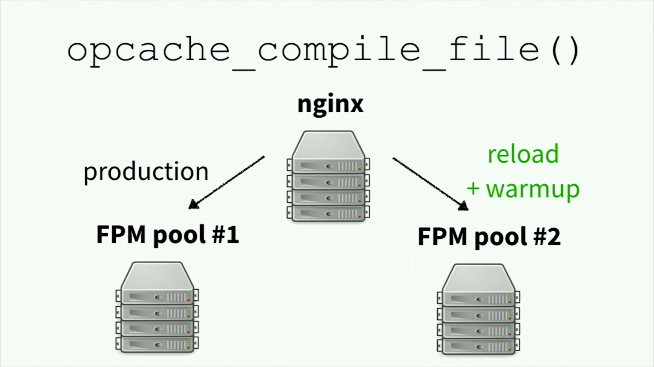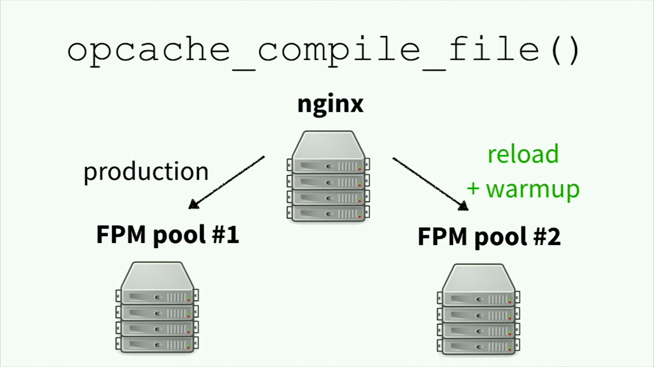Also, as a bonus, once you have two PHP-FPM pools, they can be used for warming up the OPcache. So you can call this function opcache_compile_file, but it has to be done through a web request, because the command line does not share memory with the FPM pool.